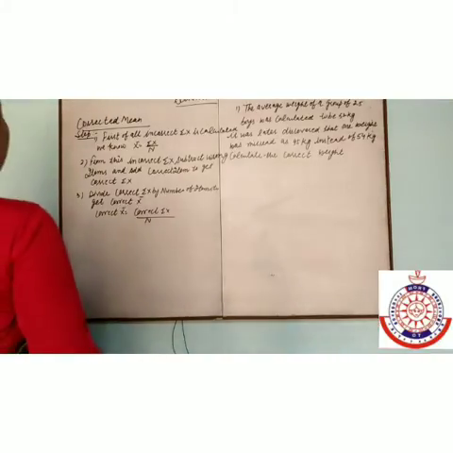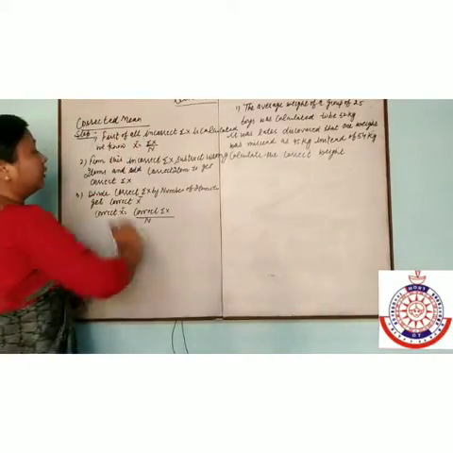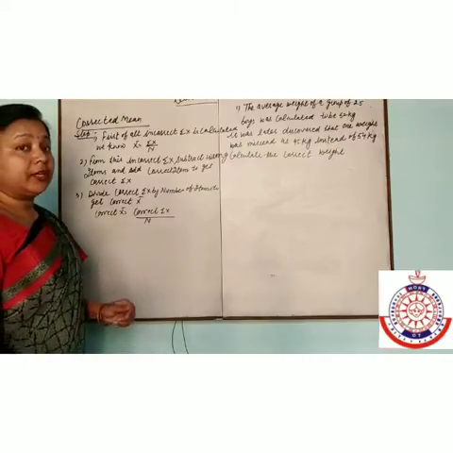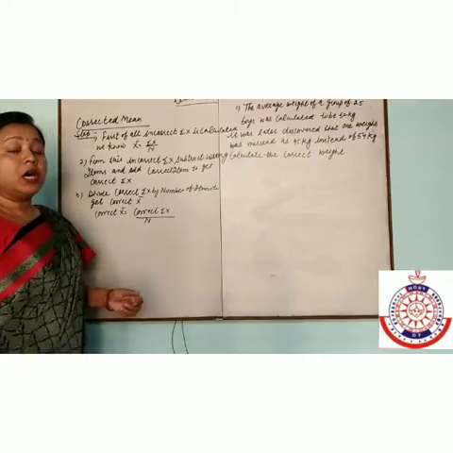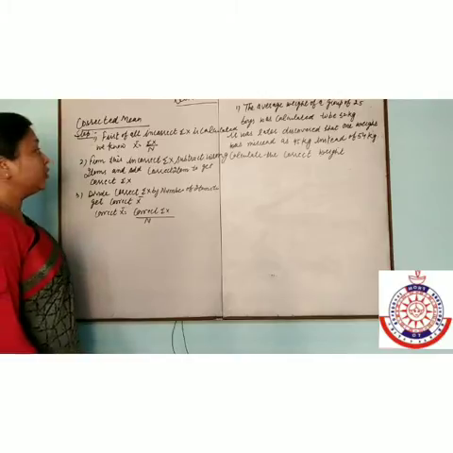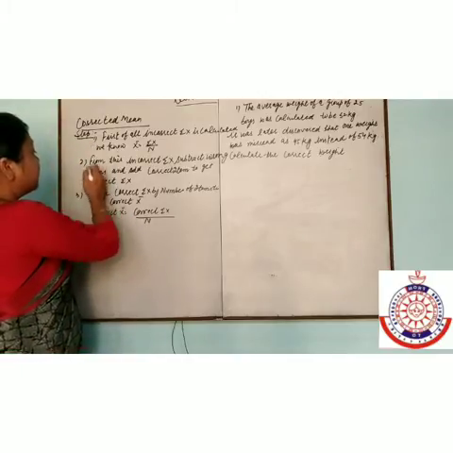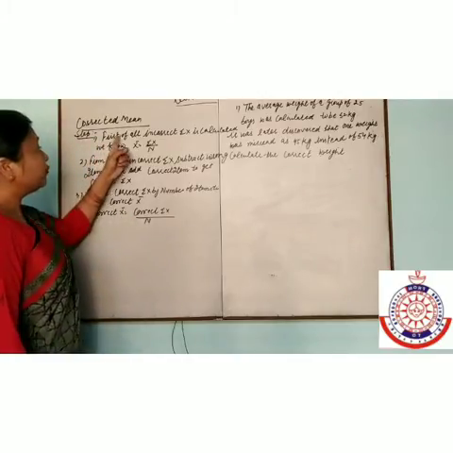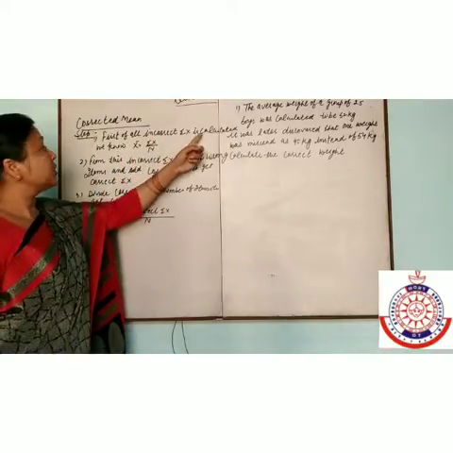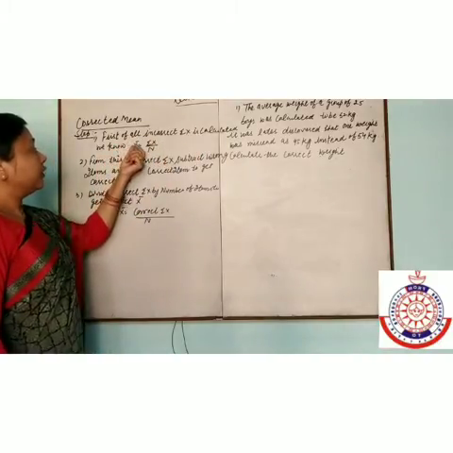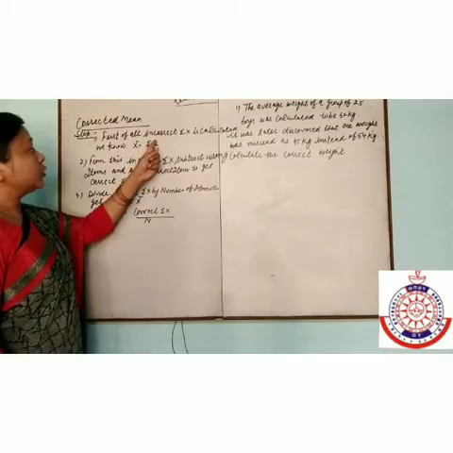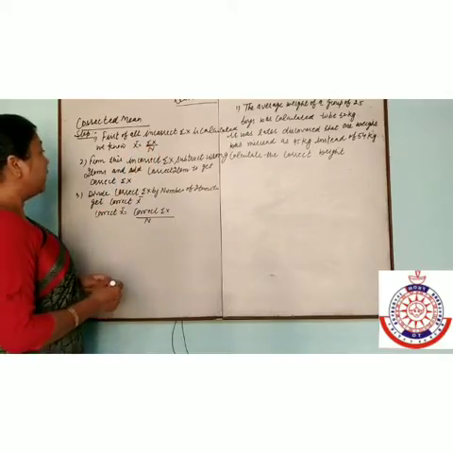Our next topic is corrected mean. Sometimes an incorrect mean is given. So how can we find out the correct mean? Step by step we will see. First of all, incorrect summation x is calculated. We know the formula of x bar is equal to summation of x by n.